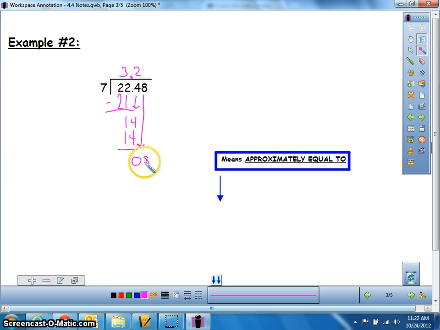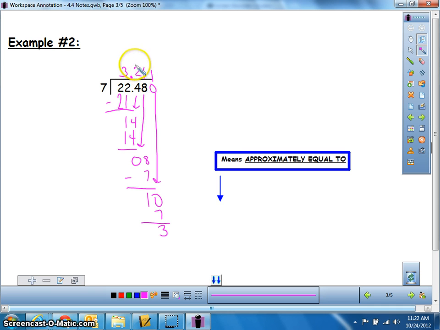7 can go into 8 one time. When I multiply it out, 8 minus 7 is 1. So I would keep going. Bring down my 0. 7 can go into 10 one time. 1 times 7 is 7. I get a 3. And oh, I'm getting way too far here, so I'm going to cut it off.